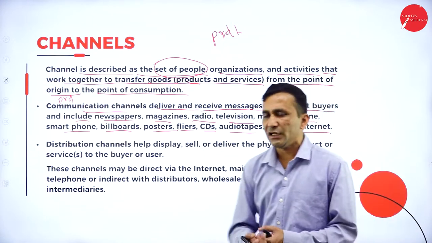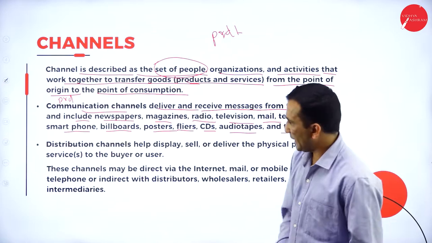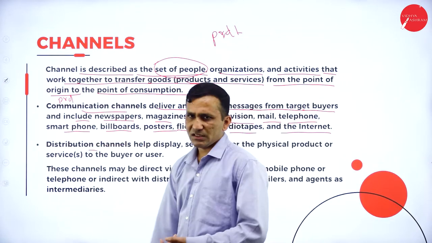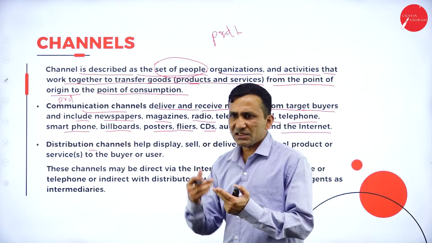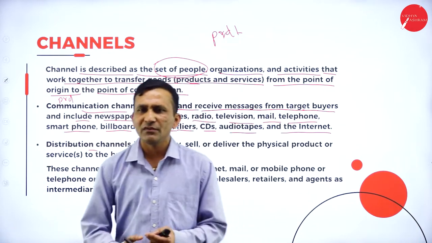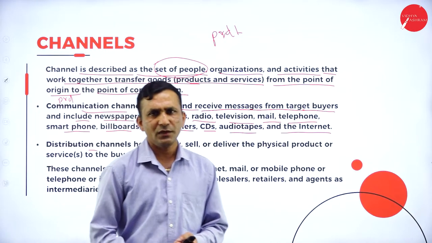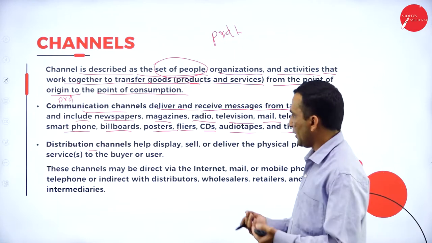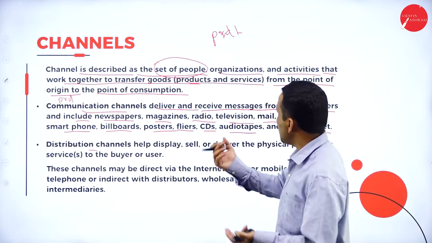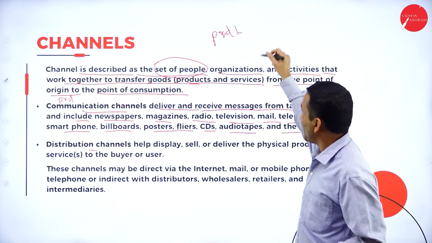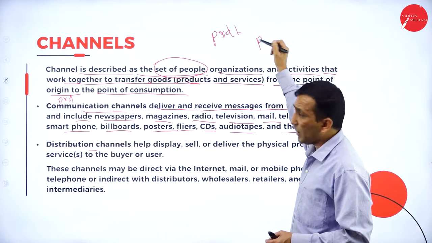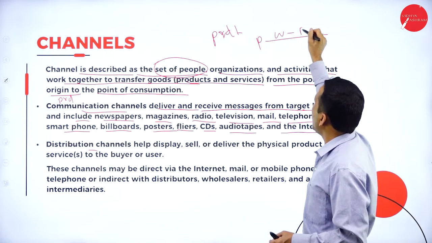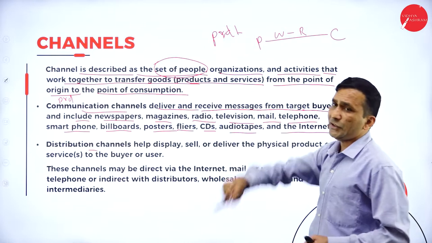The communication channels are useful for both persons, the buyer and the seller. Of course, the distribution channels are very important here: the flow of goods and services from the producer point to the end consumer point. When you are talking about the flow of the product, how it is going, using a distribution channel, you must remember the product is with the producer. It moves to the wholesaler, the retailer, and finally it reaches the end consumer.